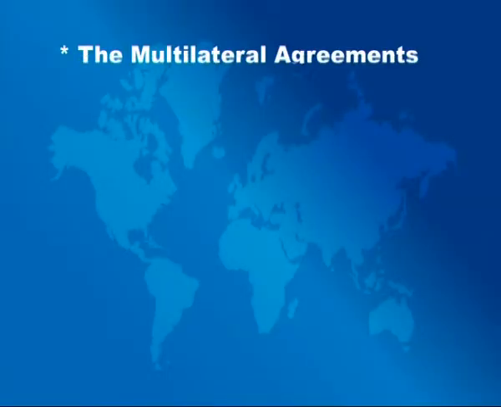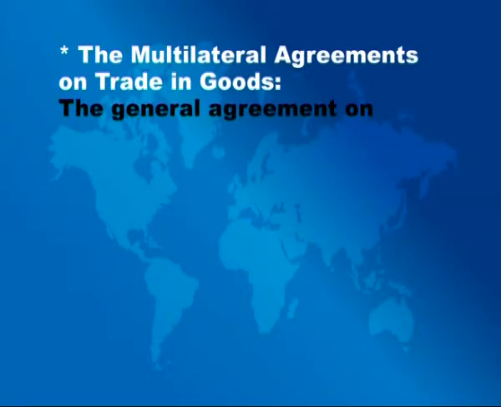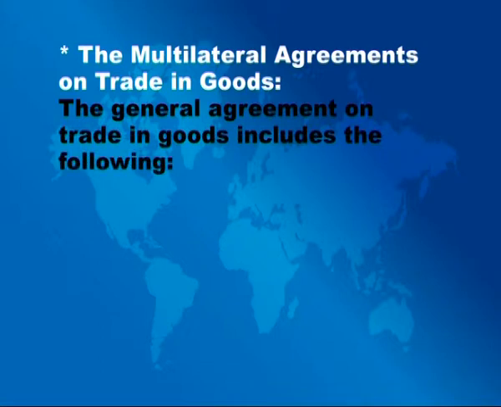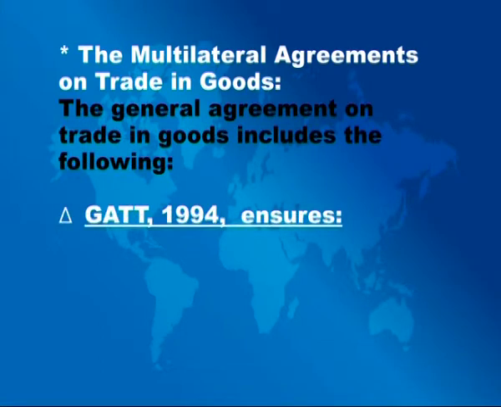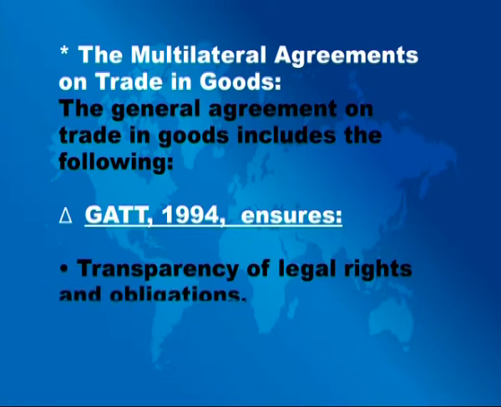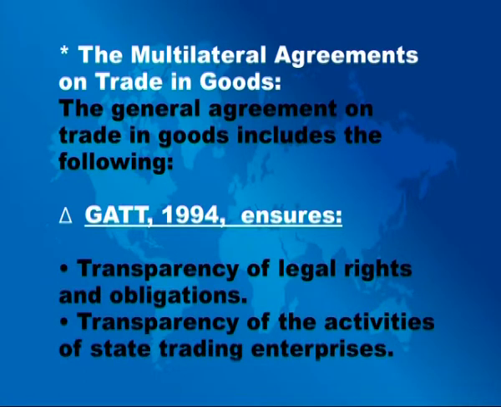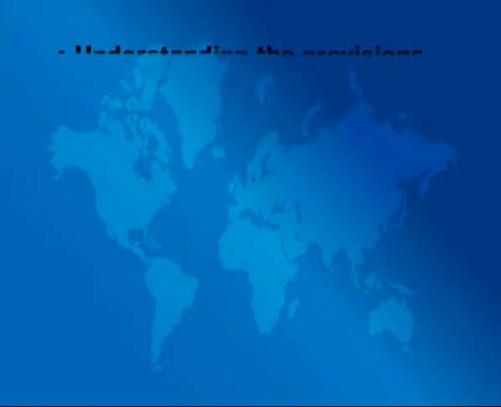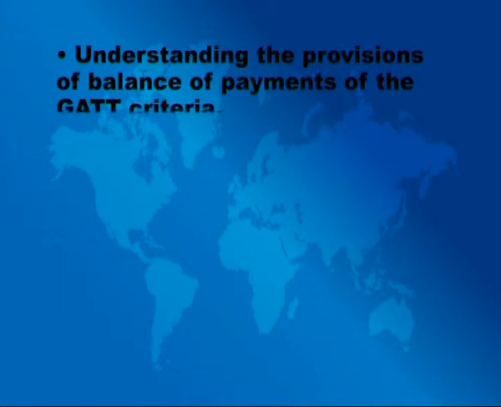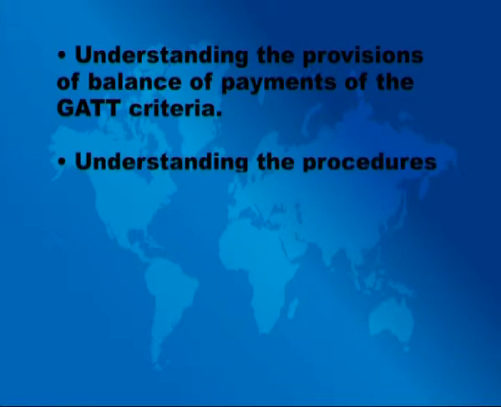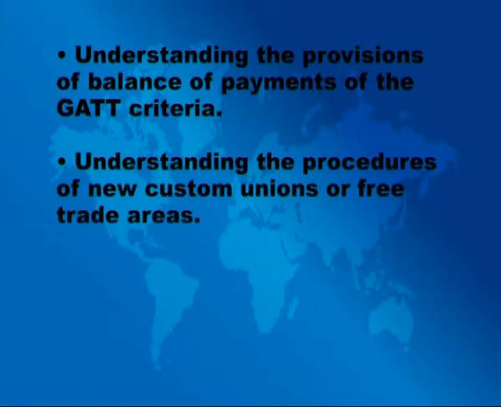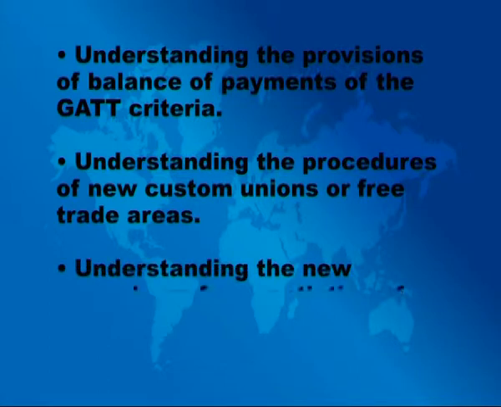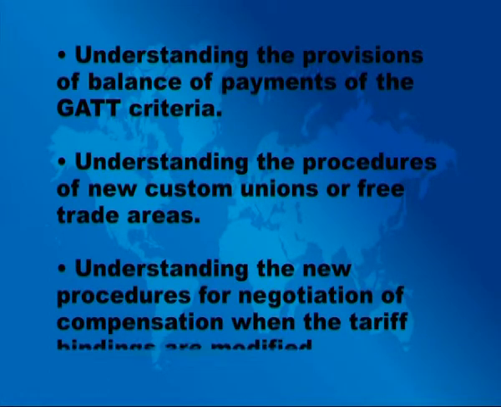The Multilateral Agreement on Trade and Goods. Now, the General Agreement on Trade in Goods includes the following. The GATT 1994 that ensures transparency of legal rights and obligations, transparency of the activities of state trading enterprises, understanding the provisions of the balance of payments of the GATT criteria, understanding the procedures of new customs unions or free trade areas, and understanding the new procedures for negotiation of compensation when the tariff bindings are modified.